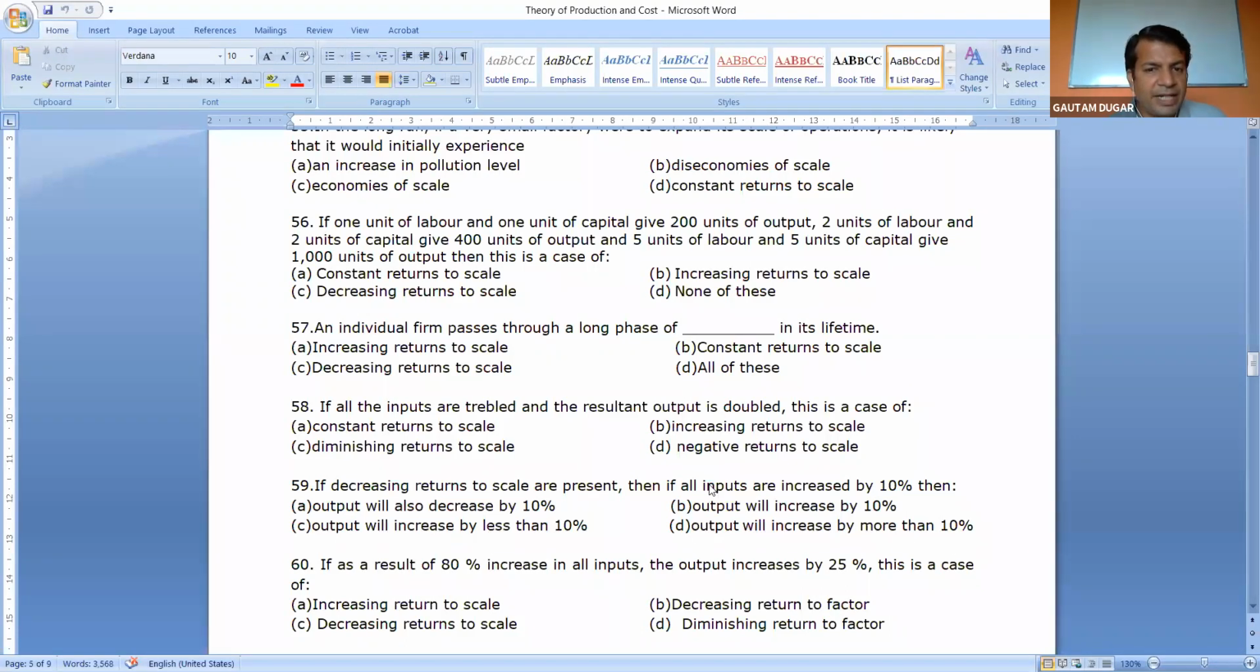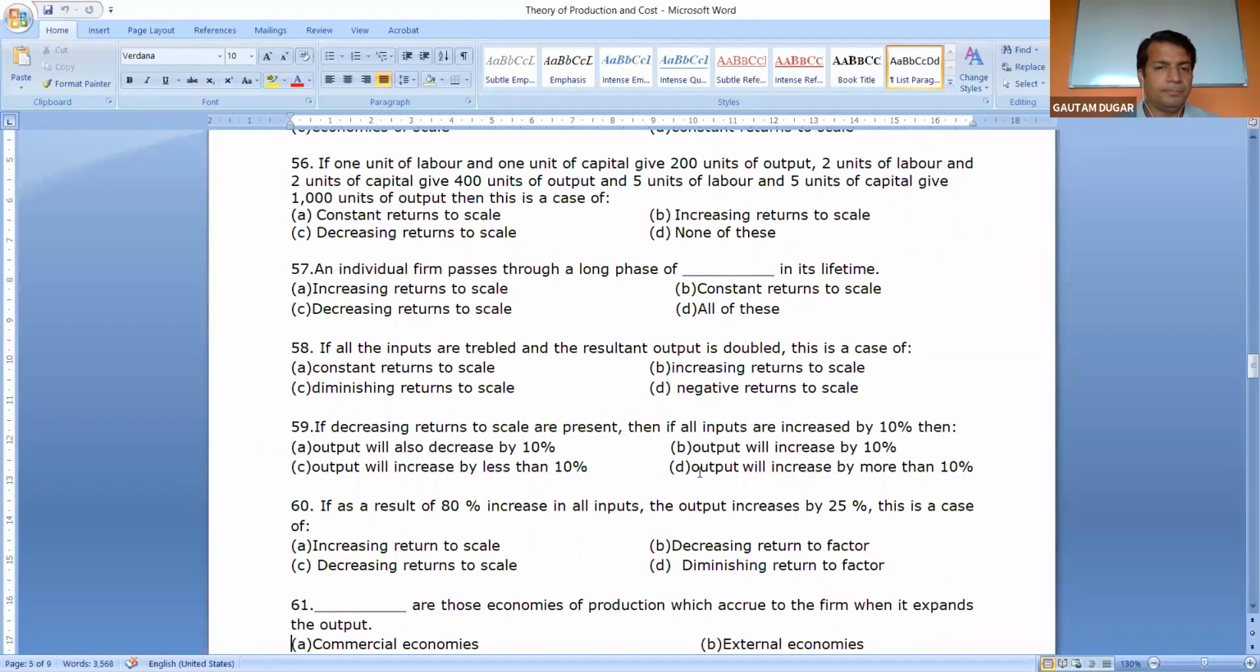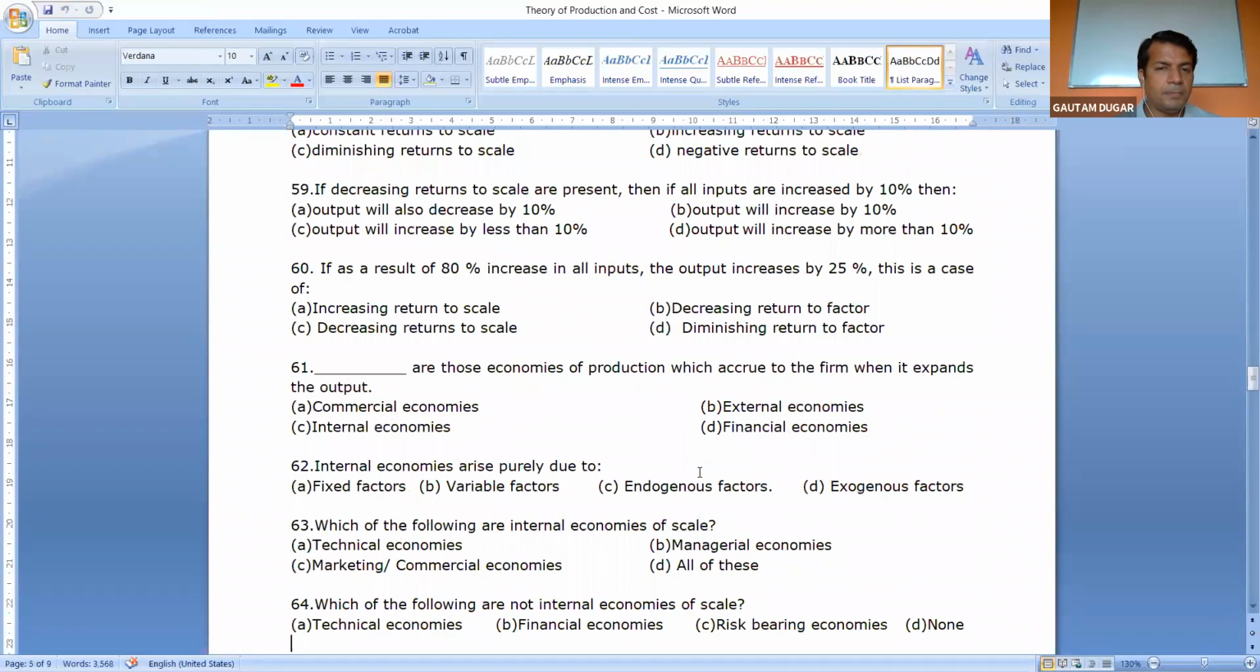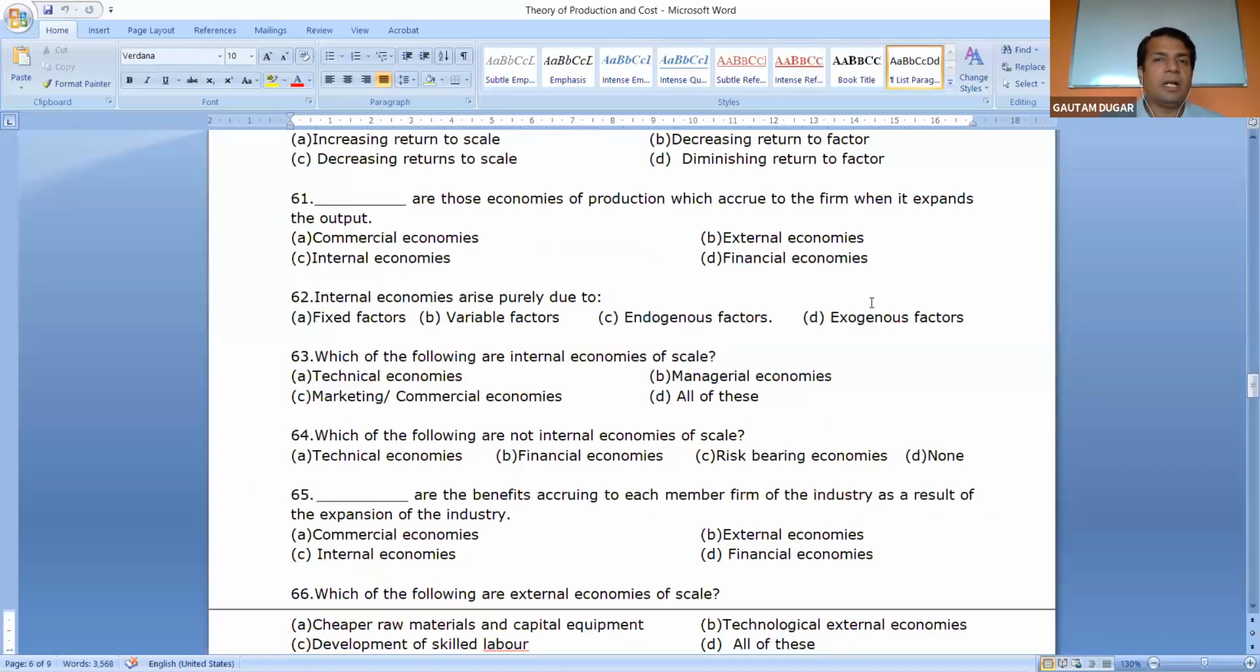If as a result of 80% increase in all inputs, output increases by 25%, then it is a case of what? Yes, answer is C. That is now right. Because inputs increased by 80%, output is increased only by 25%. So it is called decreasing returns to scale. Coming to 61.